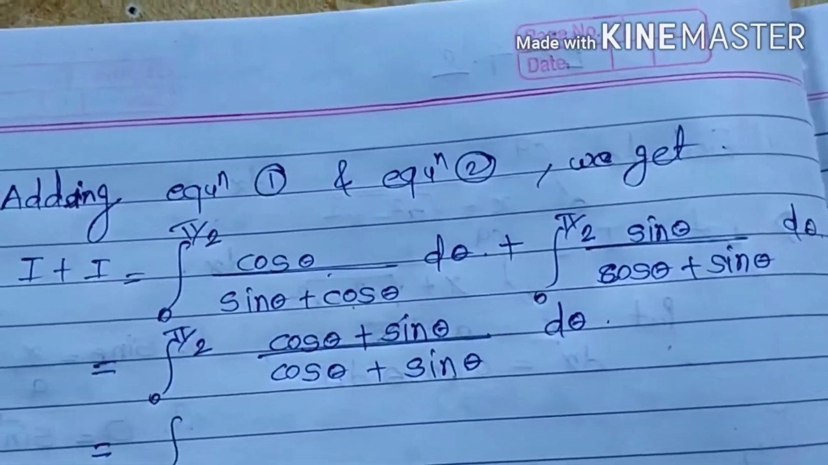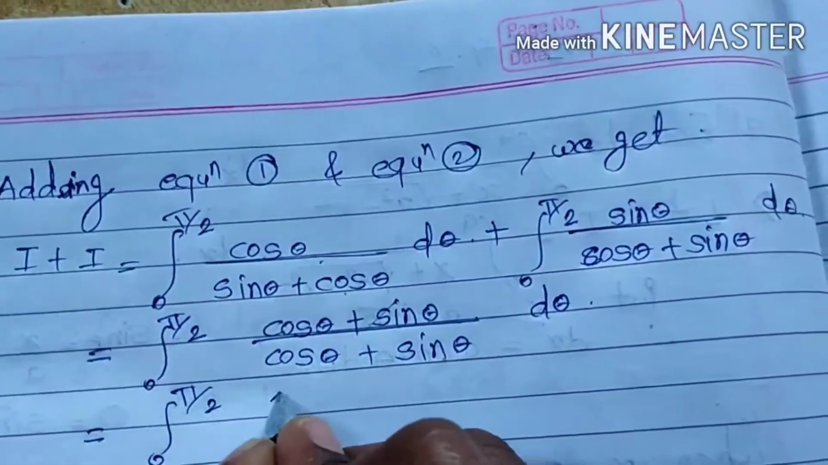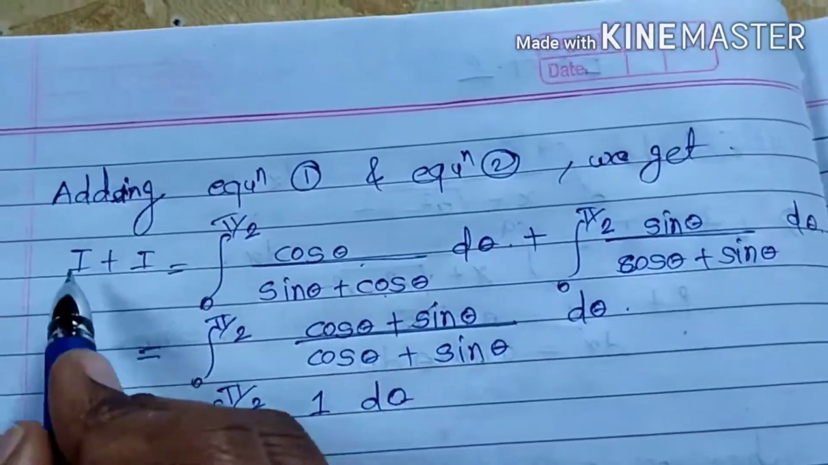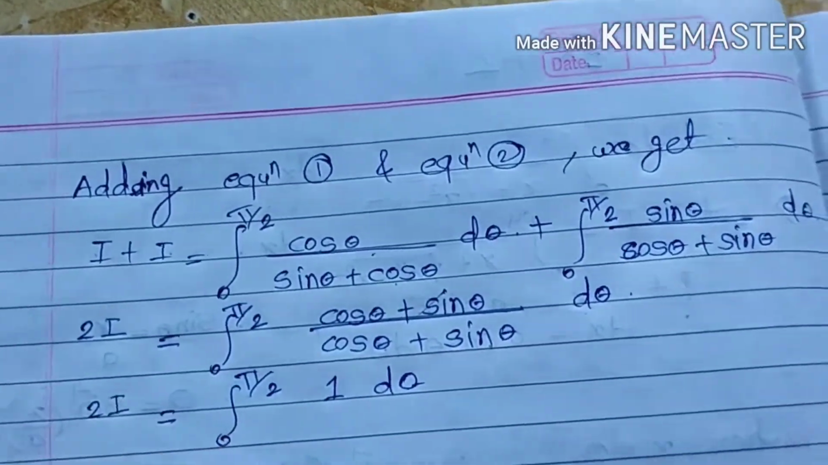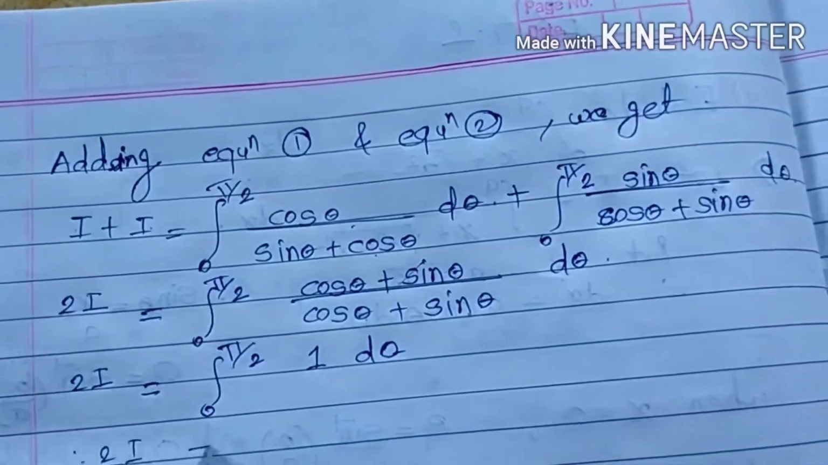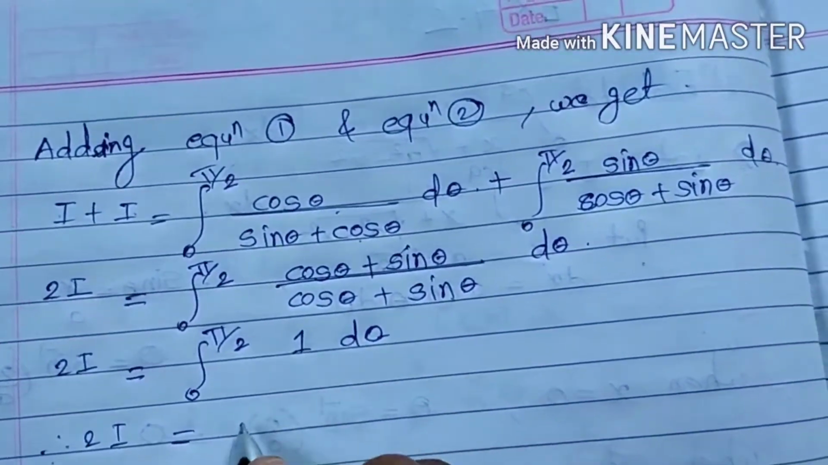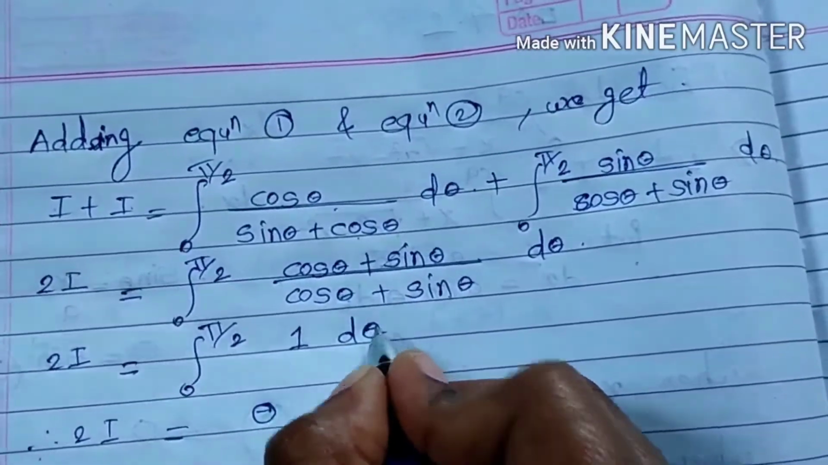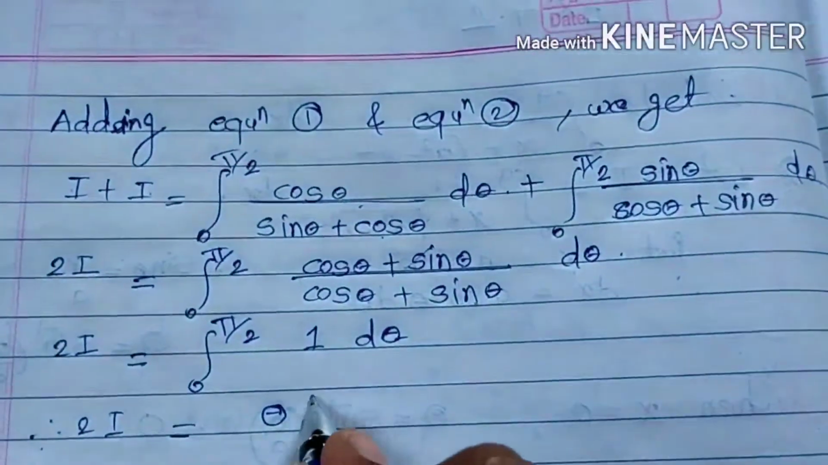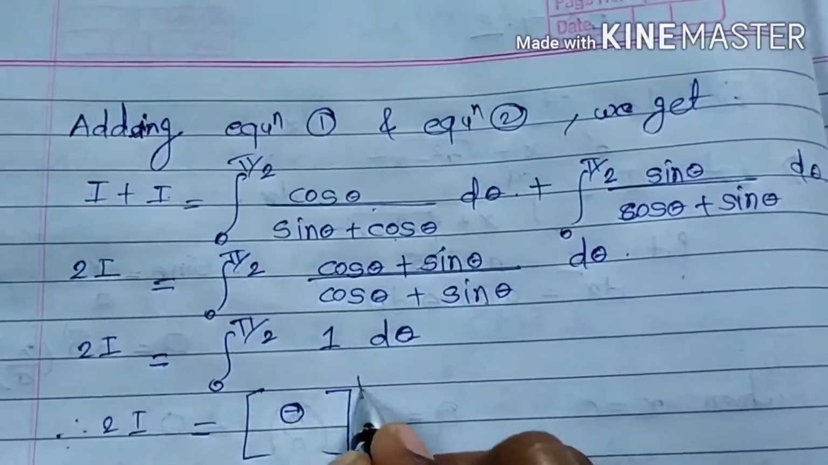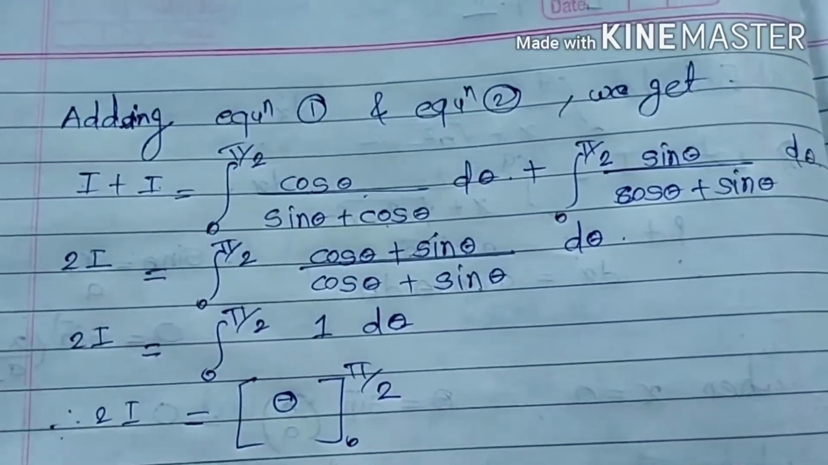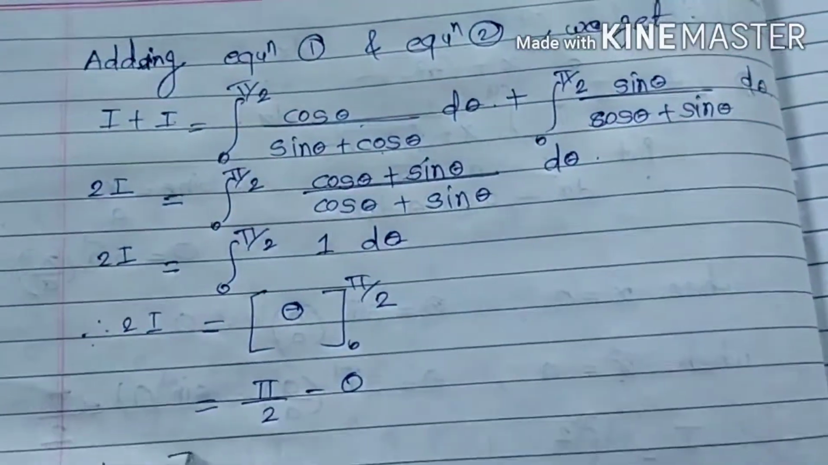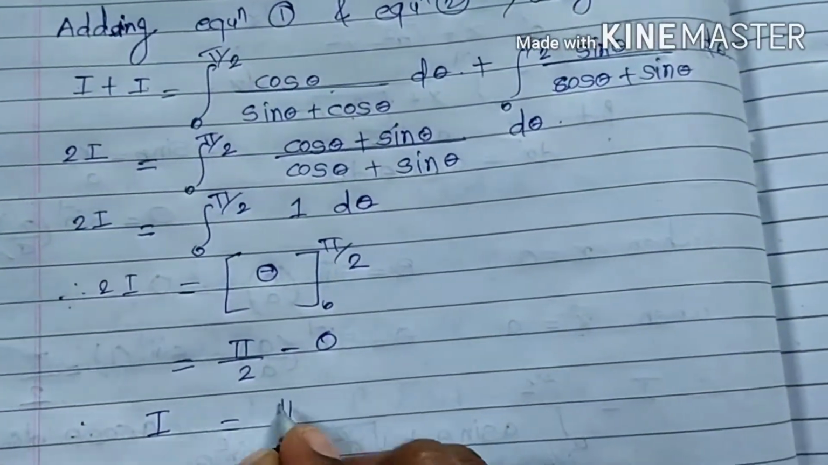So we get the integral from 0 to pi by 2 of 1 d theta, and this is I plus I, that is 2I. So therefore 2I is equal to the integration of 1, which is theta, with respect to d theta, so it will become theta from 0 to pi by 2. Now put the upper limit, so pi by 2 minus 0, therefore I is equal to pi by 4.